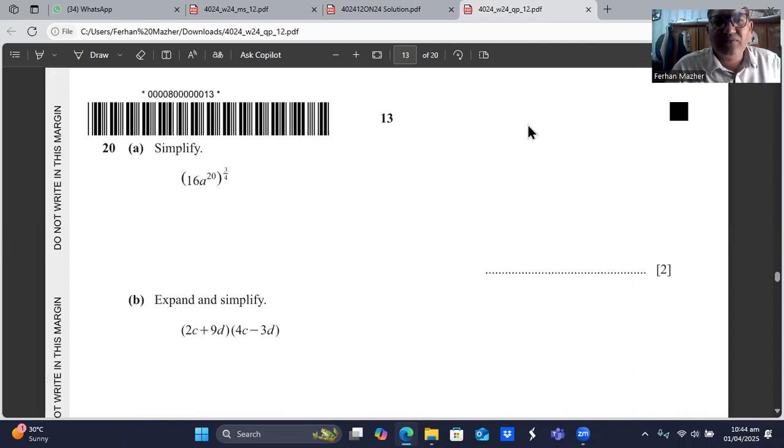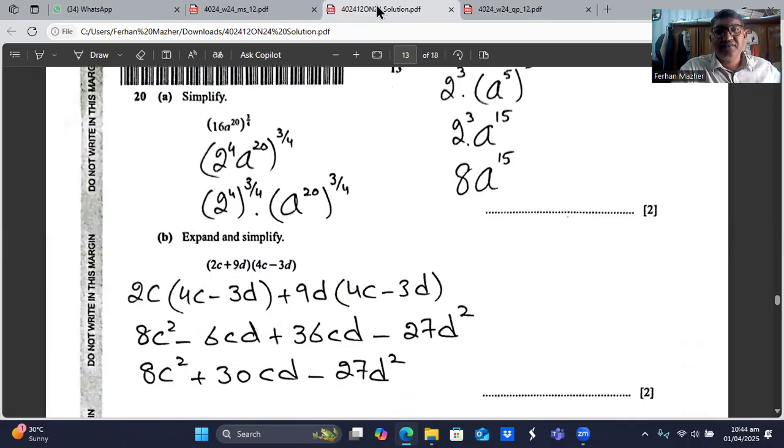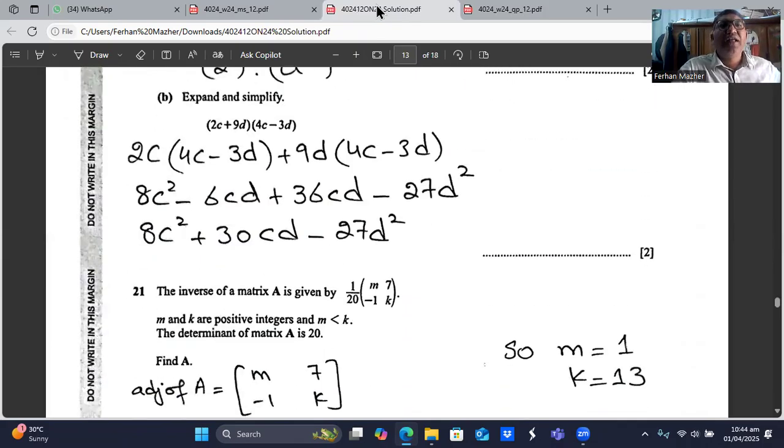Then we have question number 20 and its B part. Expand and simplify. Very simple. We have two brackets here. They are multiplying with each other. We have to expand them. So no problem. First of all, this 2c will multiply with this second bracket. Then plus 9d we multiply with this second bracket. So you will have 2c bracket start 4c minus 3d bracket close plus 9d bracket start 4c minus 3d bracket close. So 2c multiply 4c, that is 8c square.